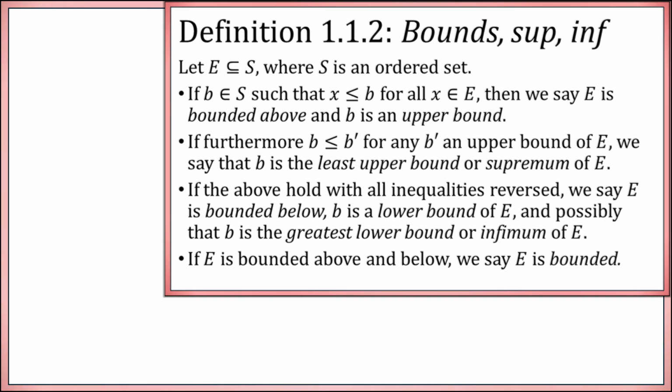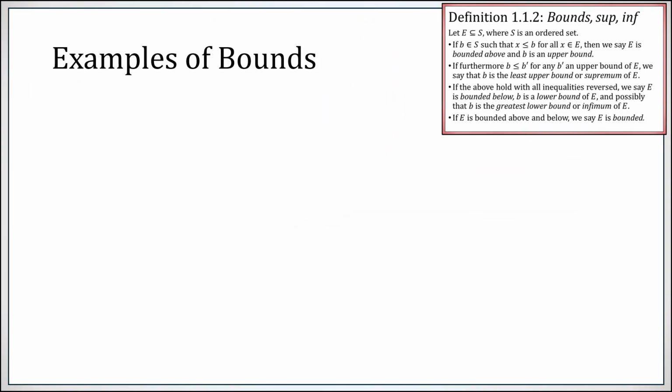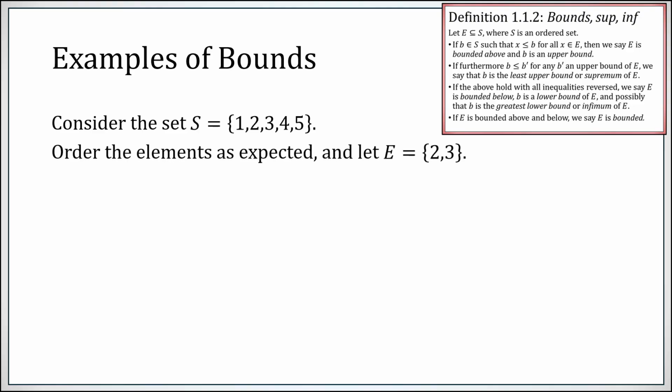So now let's talk about a few examples. Consider the set just 1, 2, 3, 4, 5. Okay, so we just have 5 numbers. And we're going to order them as expected. 1 is less than 2, 2 is less than 3, 3 is less than 4, 4 is less than 5.